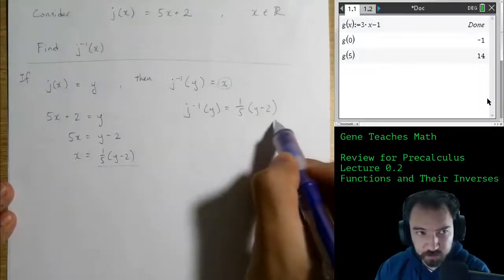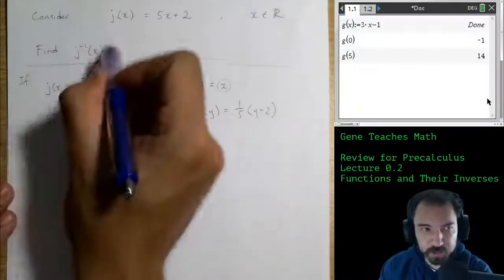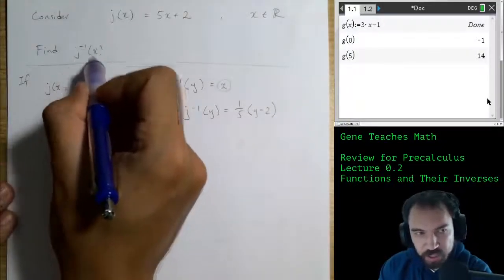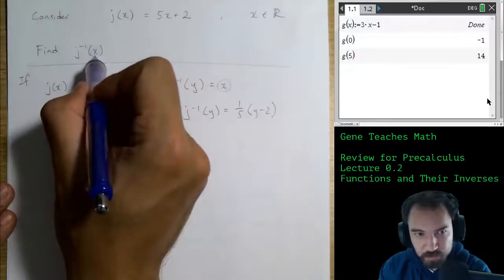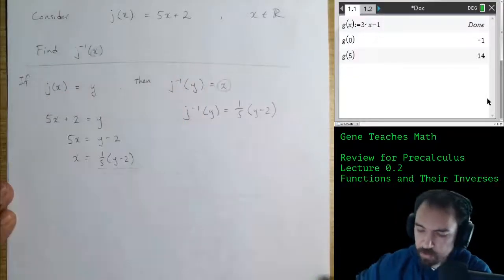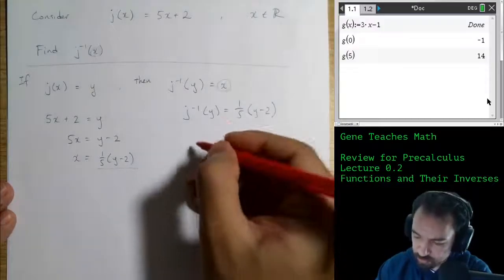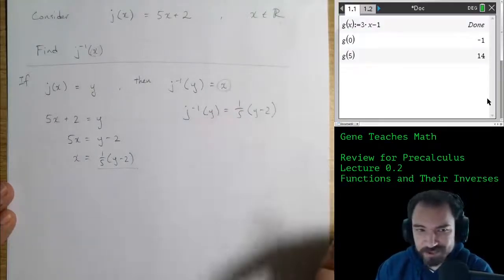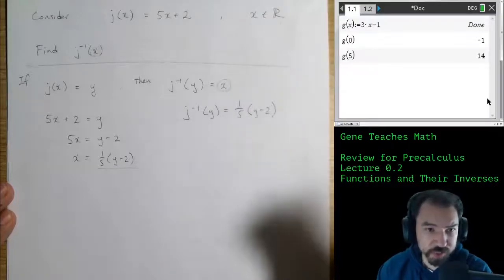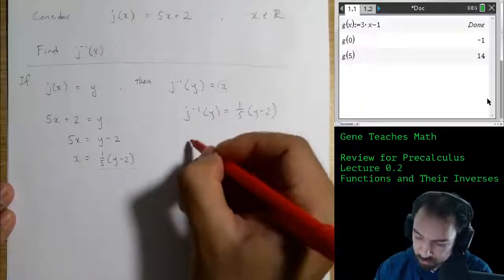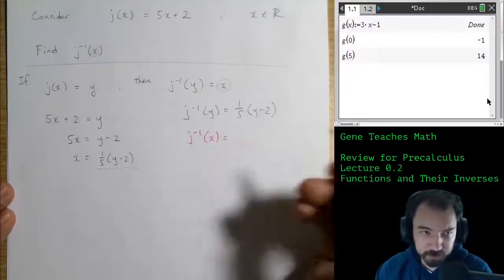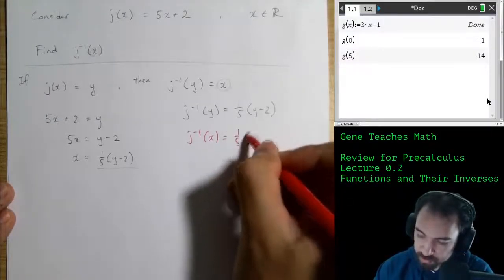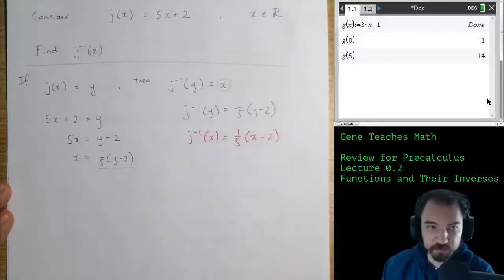So in this case, I have a statement. This is a function rule. But in the original command, it didn't say find j inverse of y. It specified that I need to use the letter x to represent the input. So in order to properly answer the question, I would have to say, well, y is just a letter. It could be any other letter to represent a variable. So I could swap out all the y's for x's or z's or w's or whatever letter you want. And this is the exact same information.